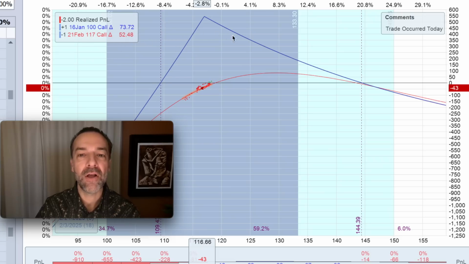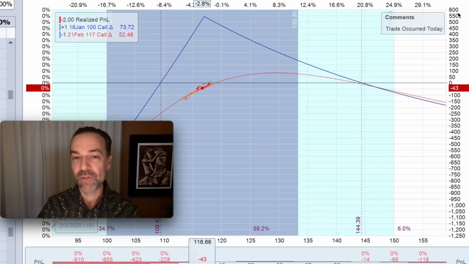Here's what the profit and loss graph looks like for that, or the risk profile. Notice that ideally, I'd love for NVIDIA to end up right at 117 with the strike price of the call option that I sold that expires here in a little less than 3 weeks. If it did that, then the profit and loss graph would look like this. So I received max profit. I'd be at a profit of about $550 in about 3 weeks for doing that position.